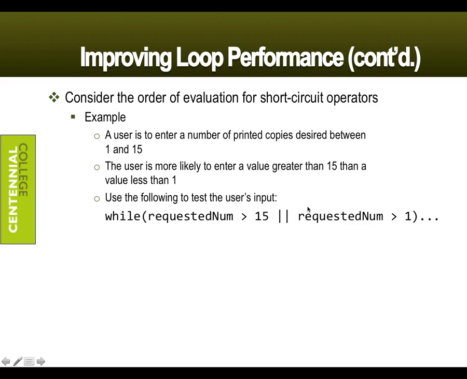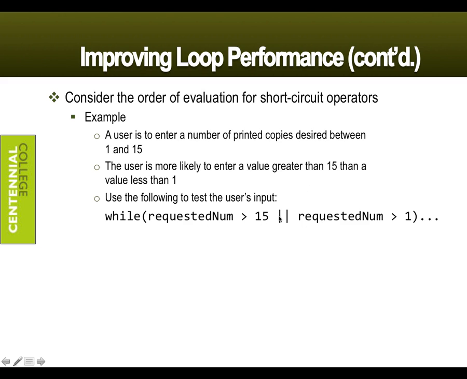Here's another example. A user is to enter a number of printed copies desired between 1 and 15. The user is more likely to enter a value greater than 15 than a value less than 1. Use the following test on the user's input: while requested number is greater than 15 or requested number is less than 1. Think about the order of evaluation here. If this is true or this is true, then the whole thing is true.